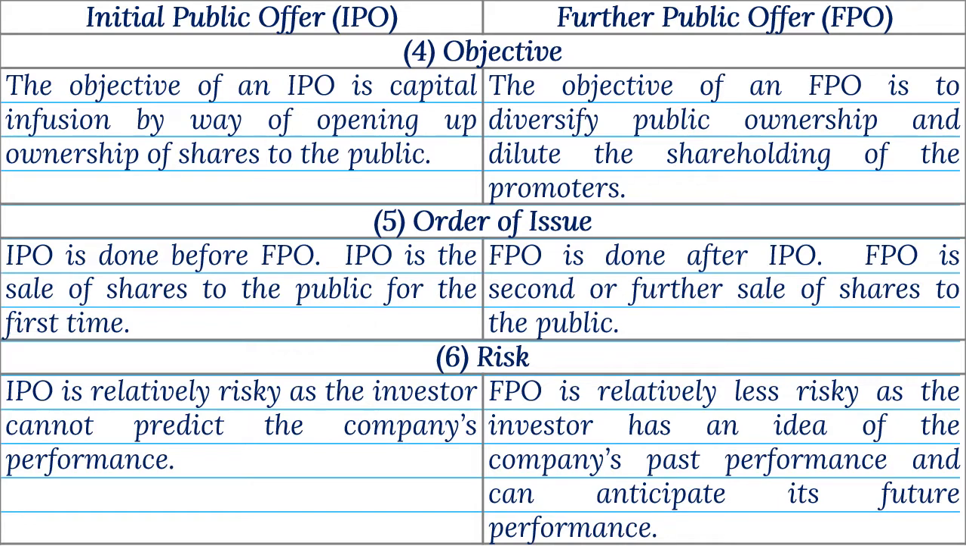5. Order of issue. IPO is done before FPO. IPO is the sale of shares to the public for the first time. FPO is done after IPO. FPO is second or further sale of shares to the public.